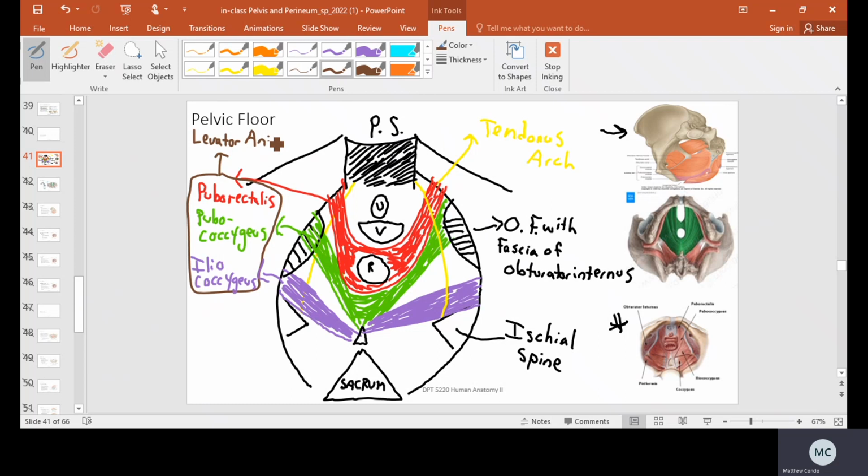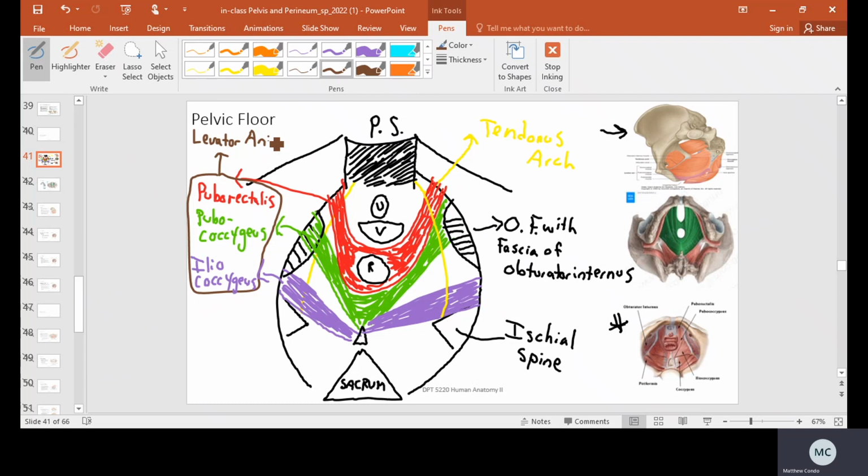I want to make sure we really make that distinction, because what we're going to see here is I'm going to have levator ani muscles. I'm going to add in another muscle that's going to be considered part of the pelvic diaphragm or pelvic floor. And then I'm going to add in another muscle that's not part of the levator ani or part of the pelvic diaphragm. So that's why I want to take a little bit of time and make sure you guys understand this.